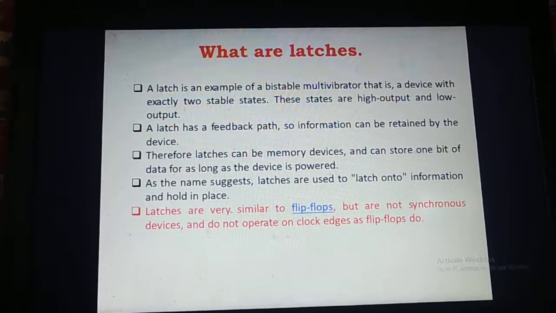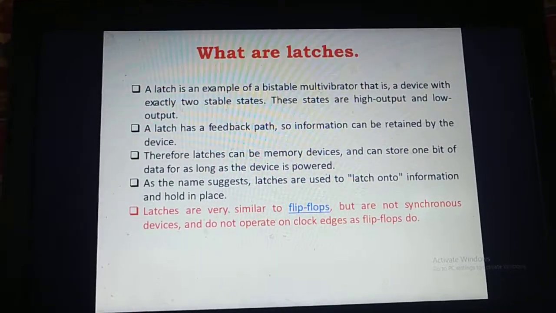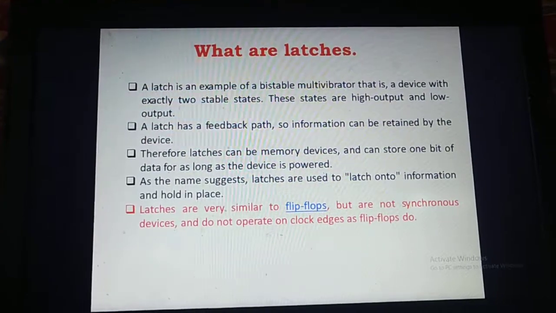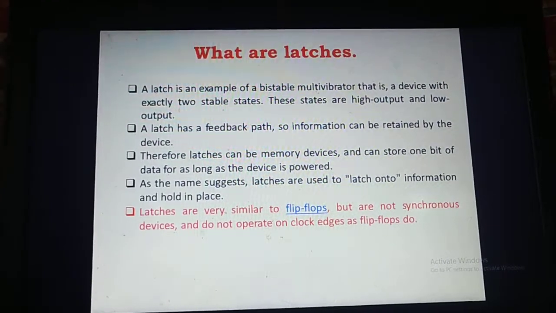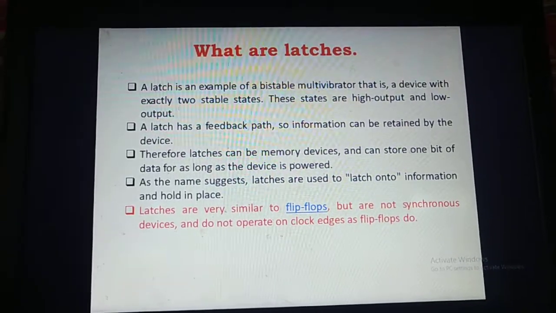Latches are very similar to flip-flops but are not synchronous devices and do not operate on clock edges as flip-flops do. So another term is coming here, that is flip-flop. We will see this flip-flop in further slides.